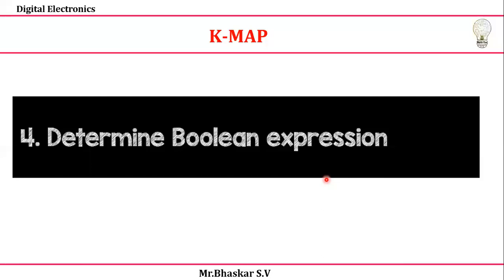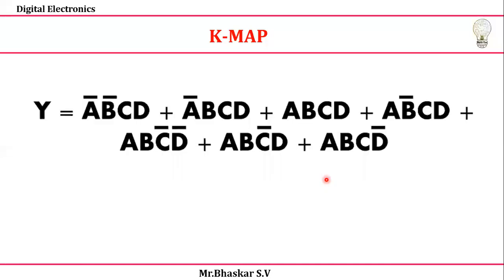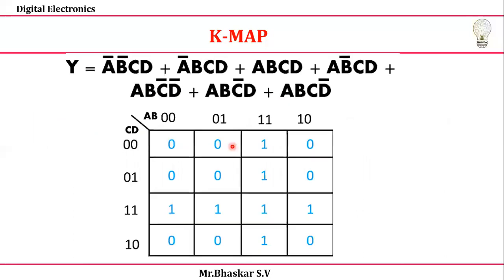Next, determine the Boolean expression. Once you reduce, we need to determine the Boolean expression. Here you can see that Y is equal to A bar B bar CD plus ABCD. This is the Boolean expression we have, and we need to represent it. How to represent it? A bar B bar, that is AB equal to 0 0. I take it here, and CD is nothing but 1 1, so I take 1 1. The particular cell I make a 1. Similarly, A bar B: A bar is 0 and B is 1, so 0 1, and CD is 1 1.